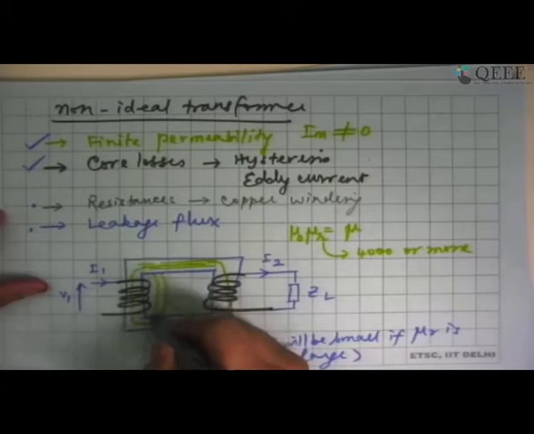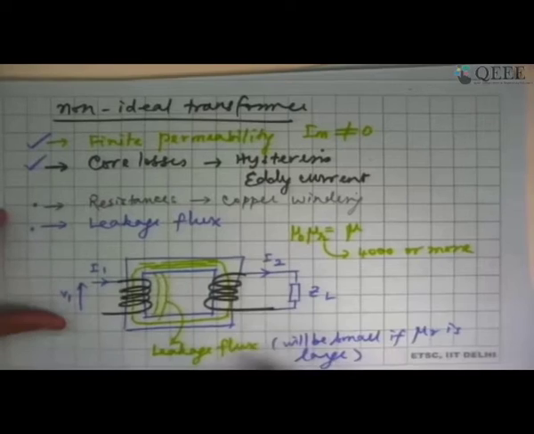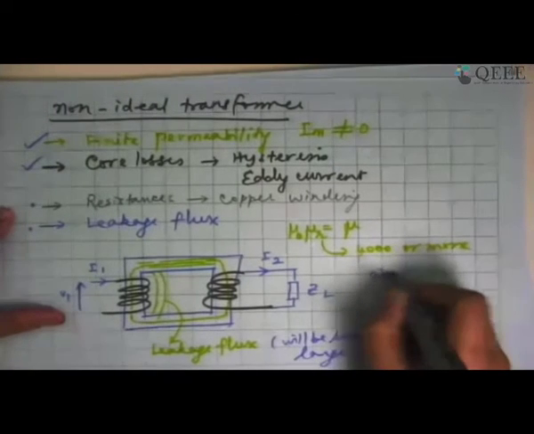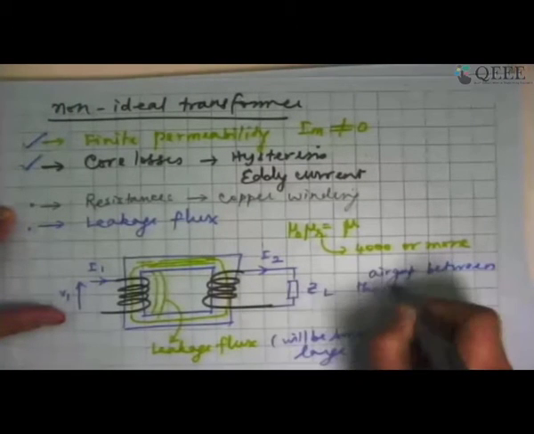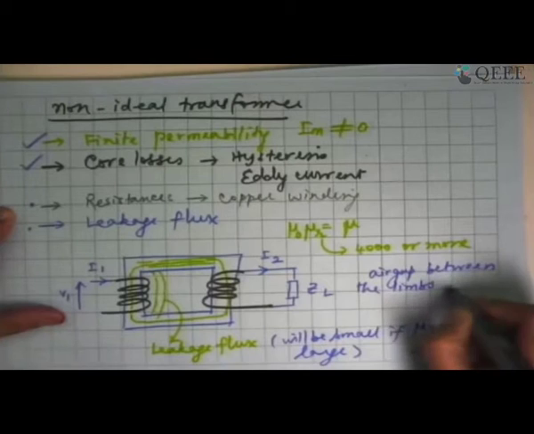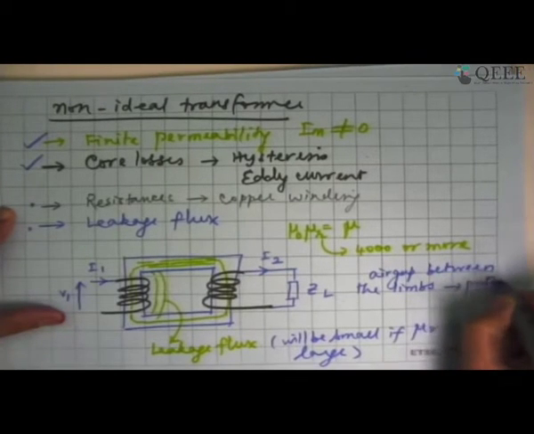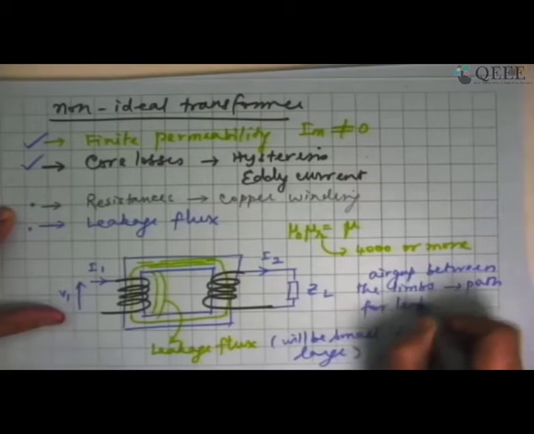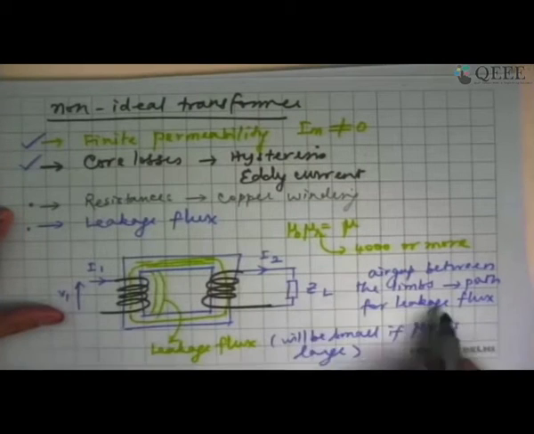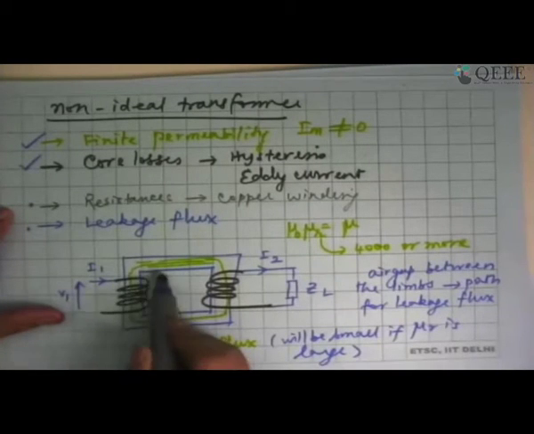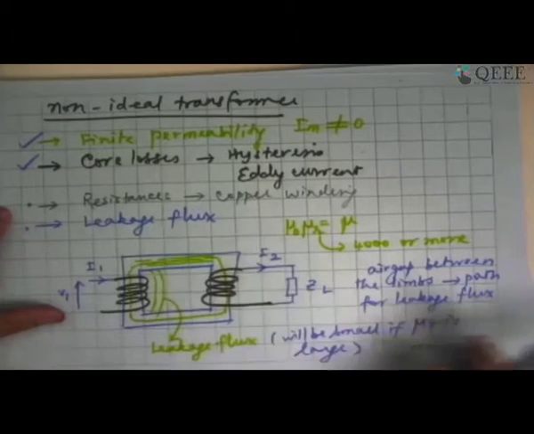Now this leakage flux always takes the path through the air gap. So air gap between the limbs of the transformer. Okay, this is the path for leakage flux. So there is no question of any saturation for leakage flux. Leakage flux will always be corresponding to the air gap. So there is no question of any saturation. Because of this, if I actually look at how much is the induced EMF due to leakage flux.